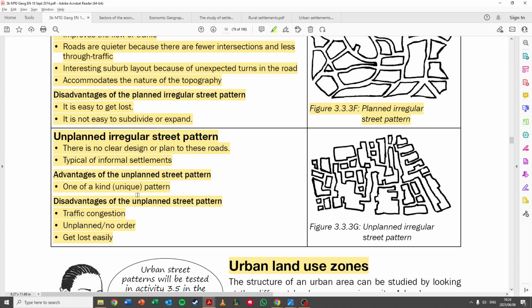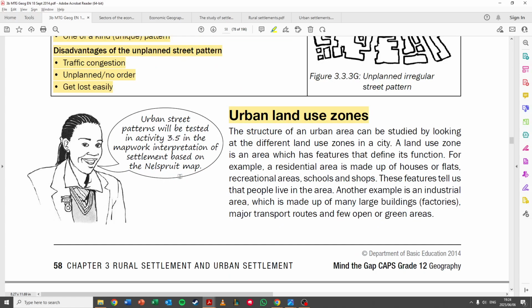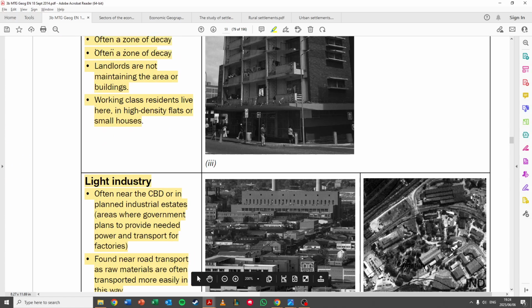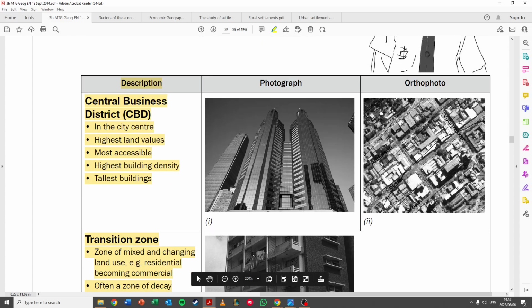Then we have the unplanned irregular street pattern. With this, as you can see, there's not really a clear design or plan with these roads. It is also typical of something you would see in an informal settlement. The advantage is that it is unique. No unplanned irregular street pattern is ever going to look the same. The disadvantages: it can cause traffic congestion, it's unplanned, there's no order, and you tend to get lost quite easily here.